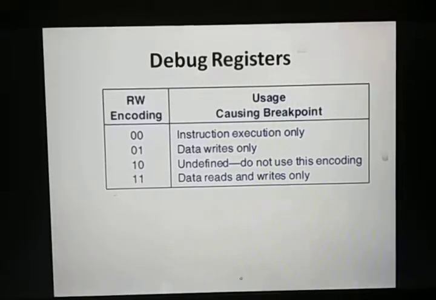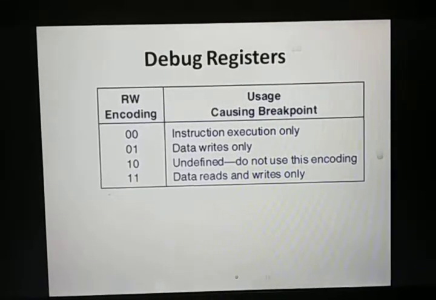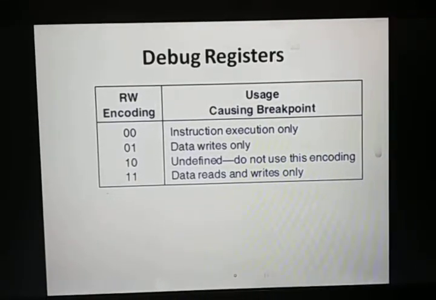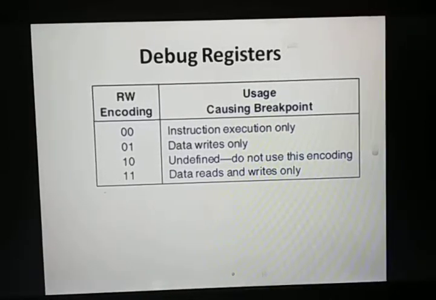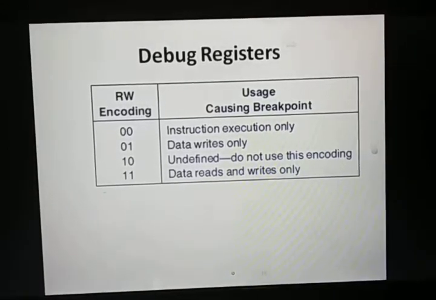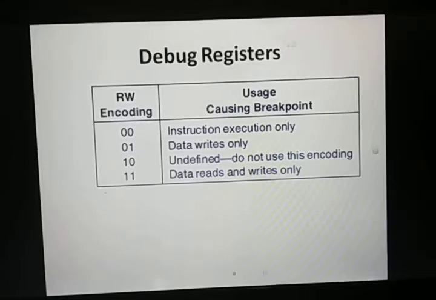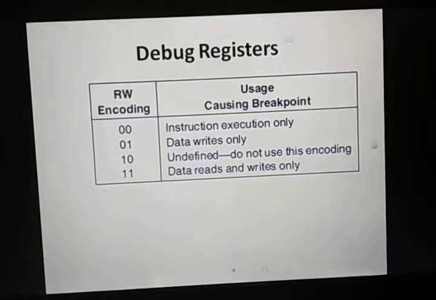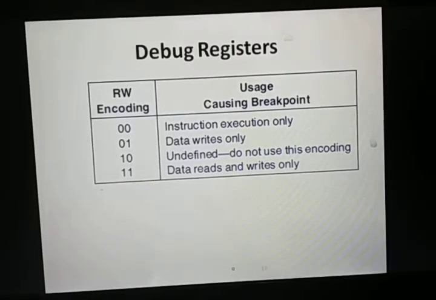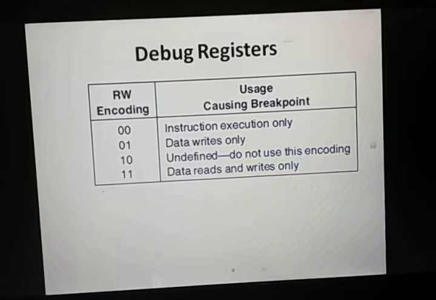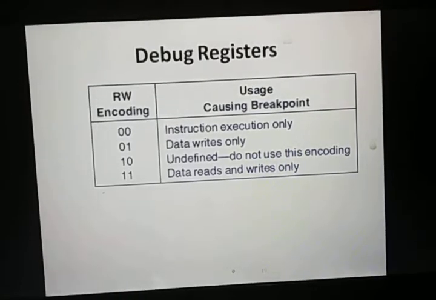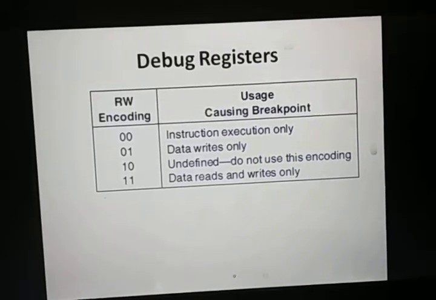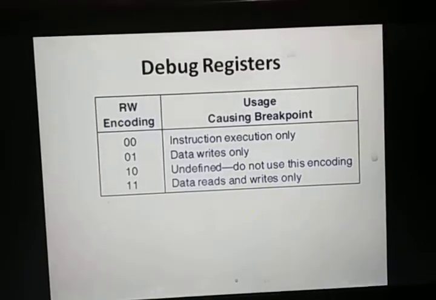If the W bit is 0 and the R bit is also 0, the breakpoint field is used for instruction execution only. If the W bit is 1 and the R bit is 0, you can use this data breakpoint field only for data writes. If the W bit is 0 and the R bit is 1, it is undefined. And if both bits are 1, we use this breakpoint field for both read and write purposes.